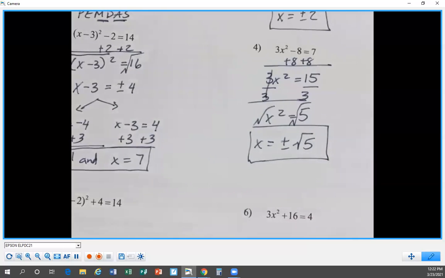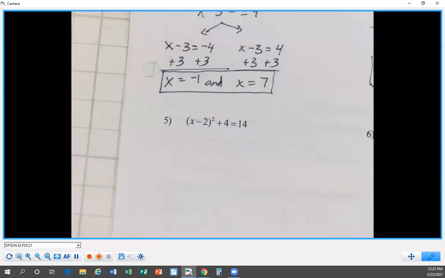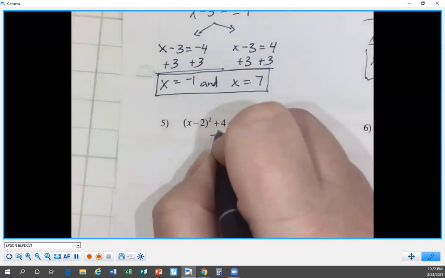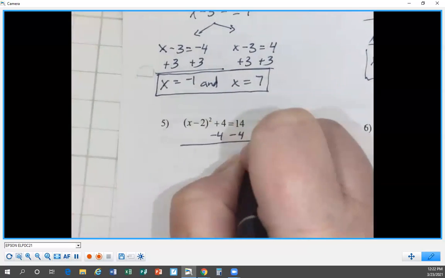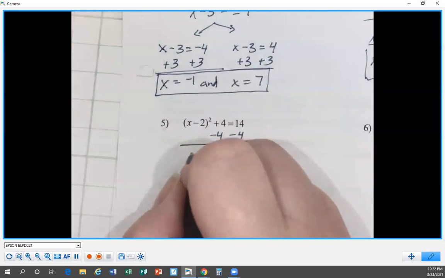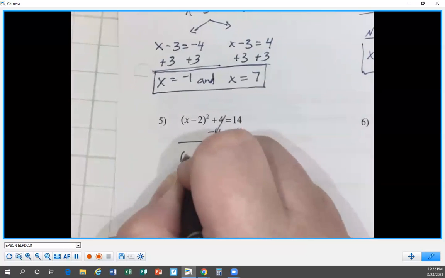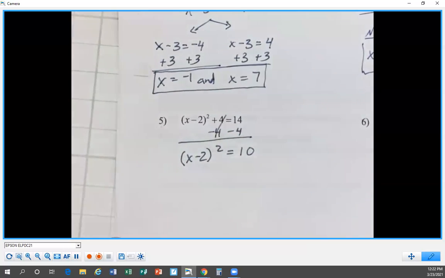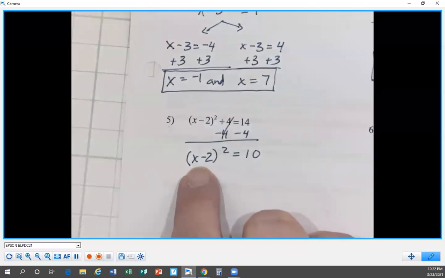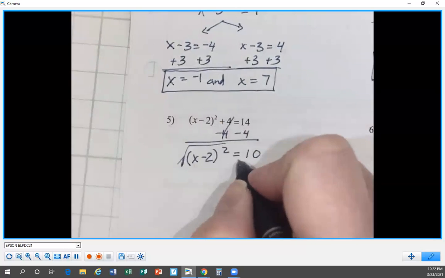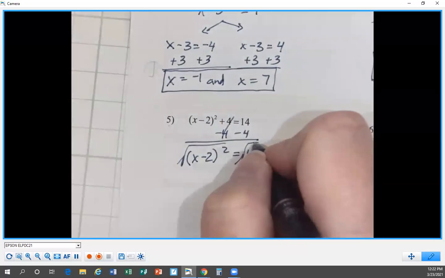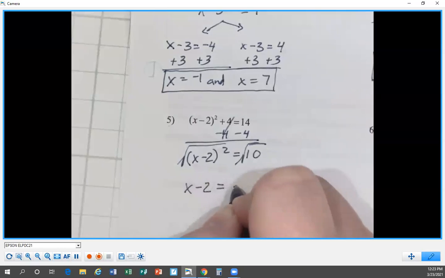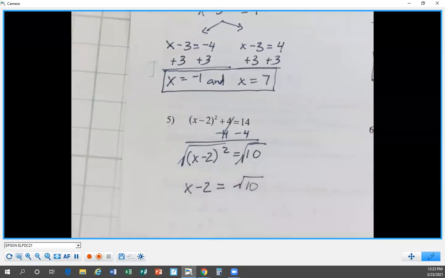Okay, moving on to number 5. Again, order of operations in reverse. So we have a plus 4, so we will subtract 4. Whatever we do to one side, we need to do to the other. So this gives us 4 minus 4 is 0. So this gives us x minus 2 squared equals 10. We want to unsquare this quantity that's being squared, so we take the square root. And then whatever we do to one side, we have to do to the other. So this leaves us with x minus 2 equals root 10.